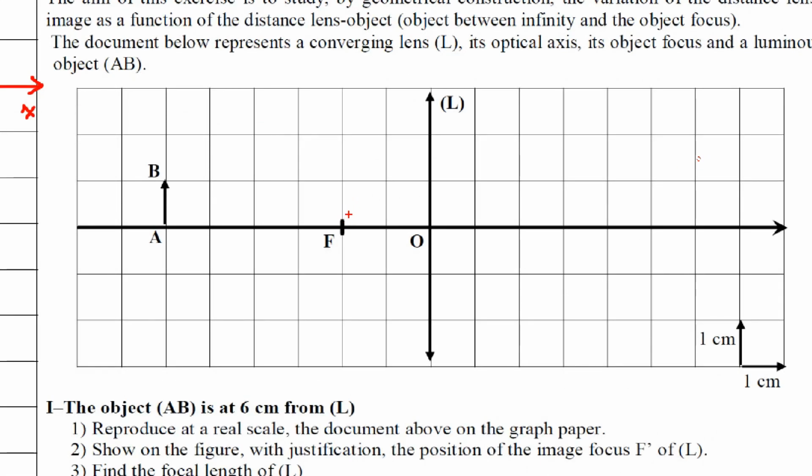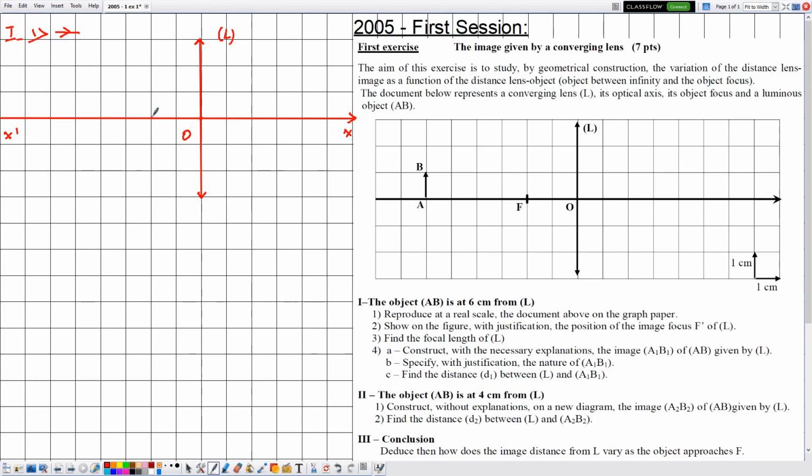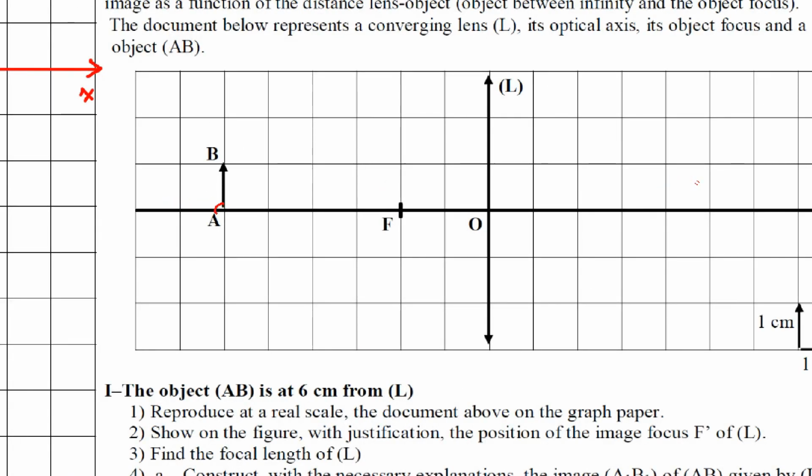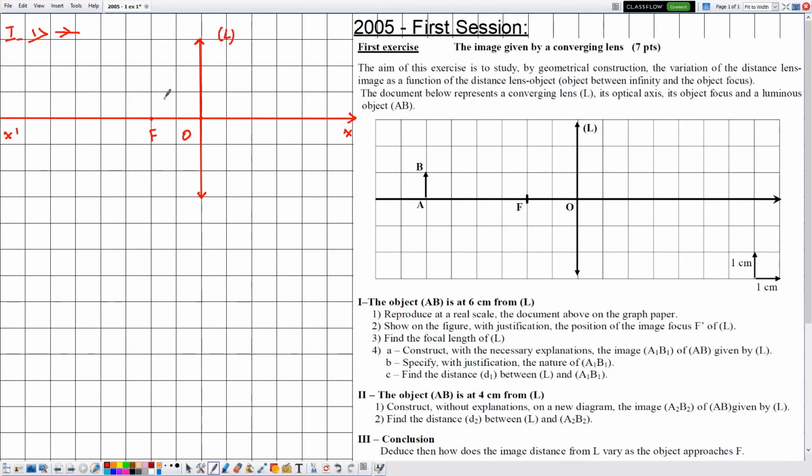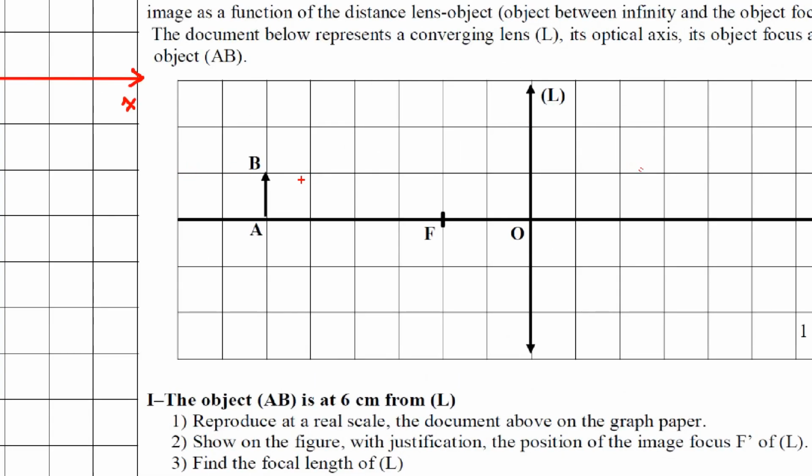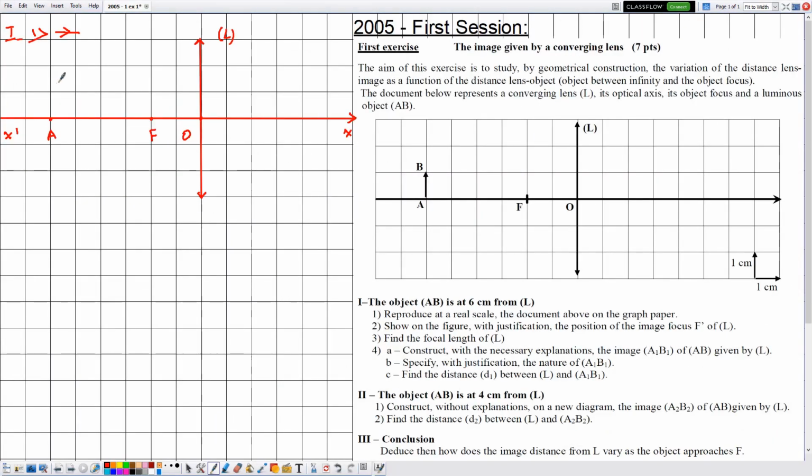Now the object focus F is located in front of the lens. Two divisions on the optical axis, so 1, 2, this is the position of the object focus F. And the point A is located on the optical axis in front of the lens by 1, 2, 3, 4, 5, 6 divisions away from L. So 1, 2, 3, 4, 5, 6, this is the position of the point object A. And the object B is located one division above A, a hat is found on B. Now let's trace the object AB.